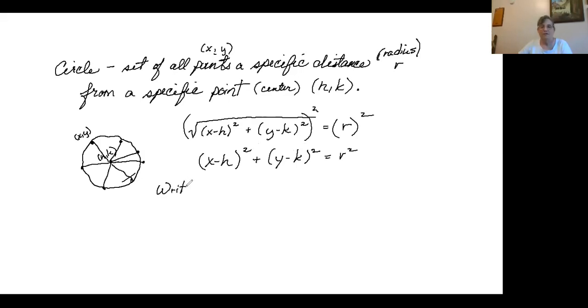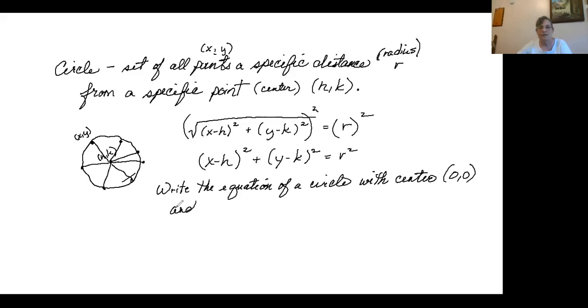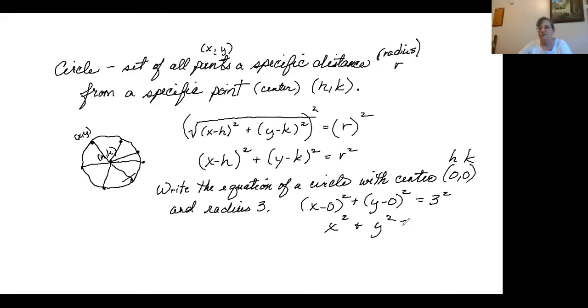So if we wanted to write the equation of a circle with the center at 0, 0 and radius 3, that would become X minus 0 squared plus Y minus 0 squared, because this is H and K, equals 3 squared. So we get X squared plus Y squared equals 9.